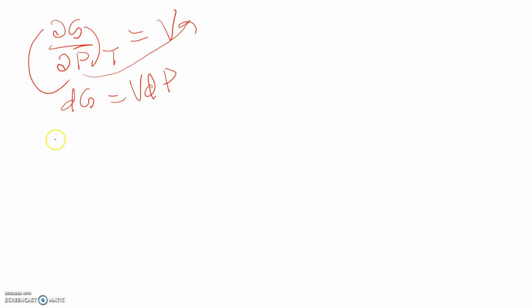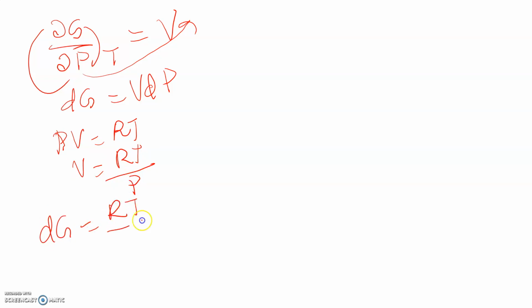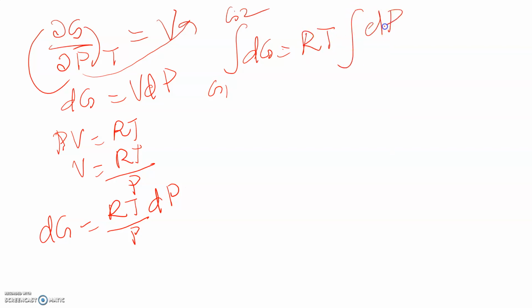But for an ideal gas, PV is equal to nRT, and for 1 mole PV is equal to RT. From this, what is V? RT by P, or dG is equal to RT by P into dP. Okay, substituting for V. Integrating between limits 1 and 2, G1 to G2 dG is equal to R is constant, T is kept constant. We get R into T integral dP by P between limits P1 to P2.